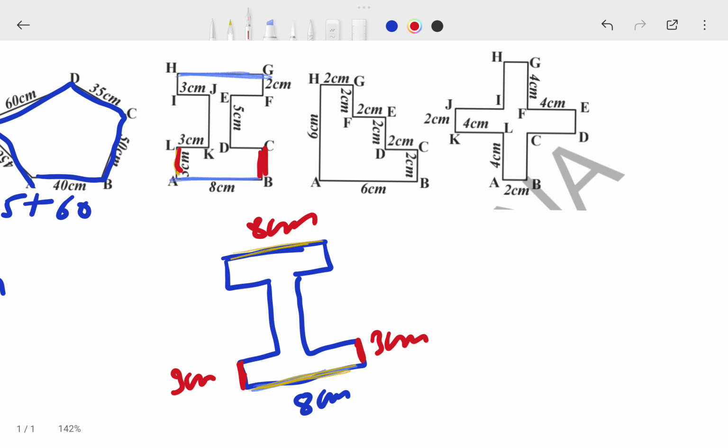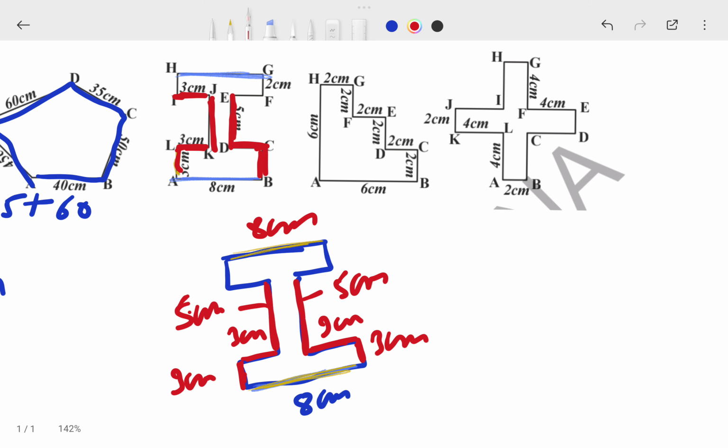Now let's look at another. This is given 3 centimeter. It means that will also be 3 centimeter. If it is 3 centimeter, then this will also be 3 centimeter. Over, right? Now let's look. This is not given here. If you see, this is given 5 centimeter. It means that will also be 5 centimeter. Over.